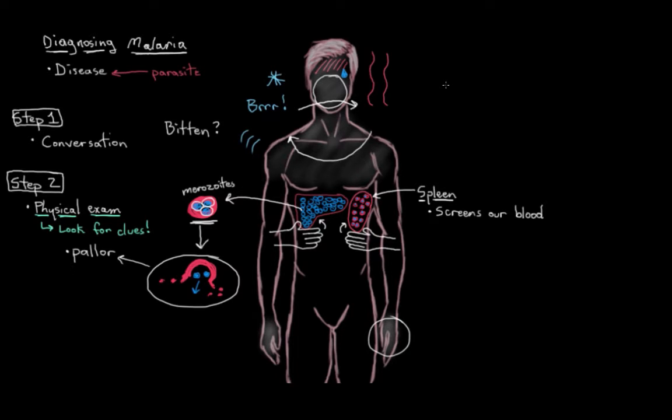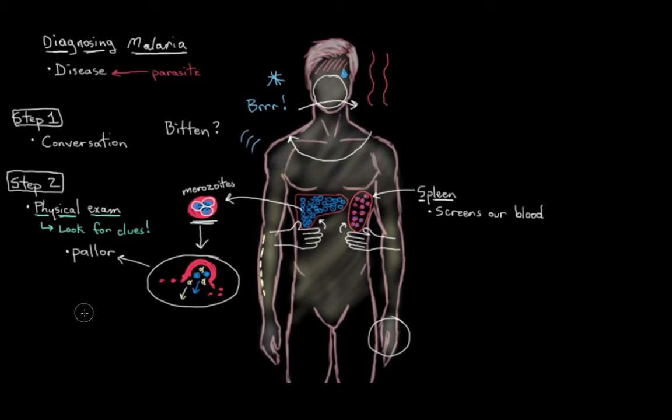And then finally we might look for jaundice, which will happen when bilirubin from inside the red blood cells gets out and deposits under our skin. Good, so that's step two, that's our physical exam. Now on to step three.